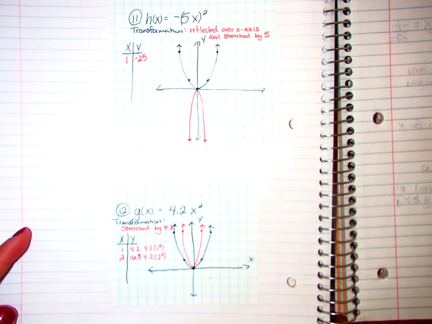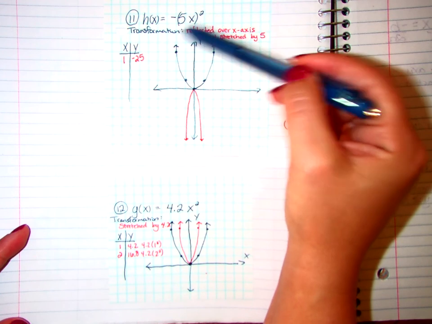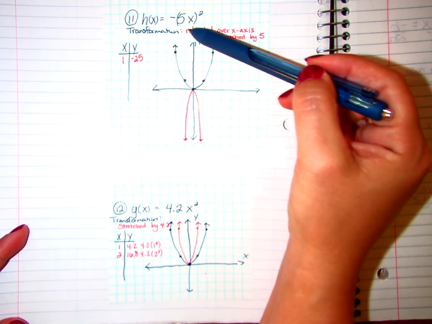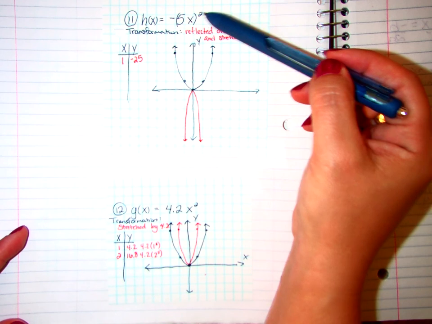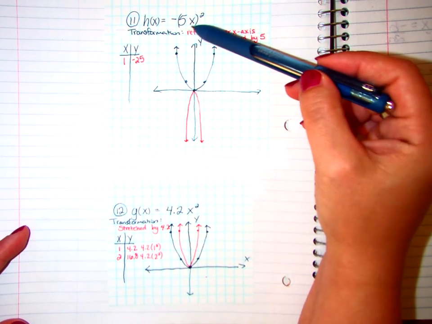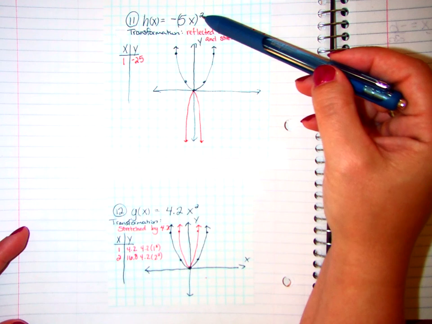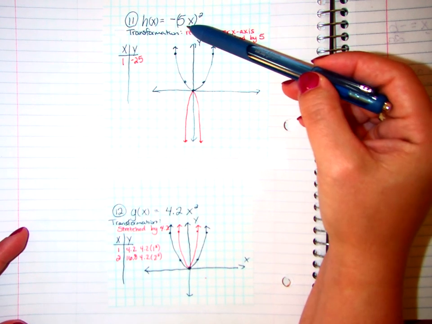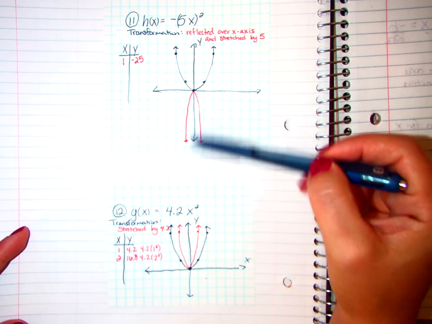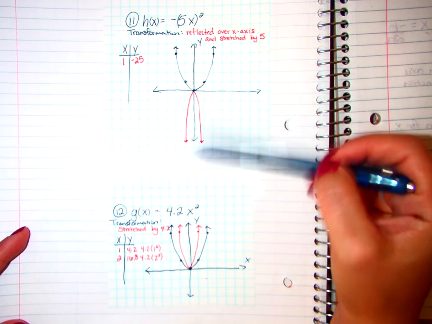Number 11. Now, this tricked a lot of people. When you have parentheses, remember PEMDAS, we do our parentheses first, then we do exponents. So when I plug in a 1, I do 5 times 1 is 5. 5 squared is 25. And then -1 times 25 is -25. So I had to estimate because -25 was way off my paper. So it's super, super skinny and it's reflected over the x-axis.